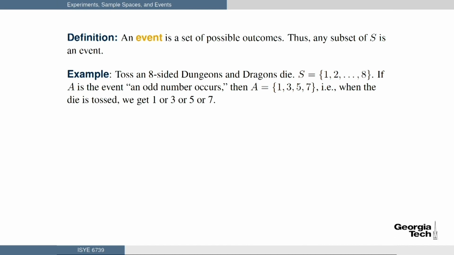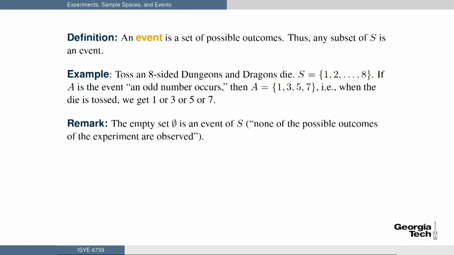So in that case, A is just the subset of the sample space consisting of the numbers 1, 3, 5, and 7. So when you toss that die, you get a 1 or 3 or 5 or 7. Very, very easy. One remark is that the empty set is always an event of the sample space.